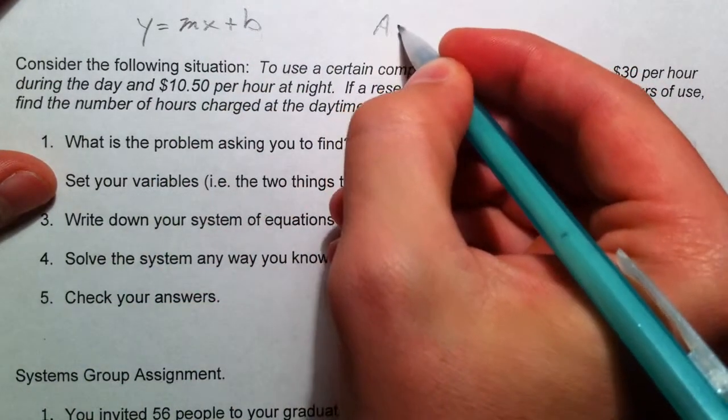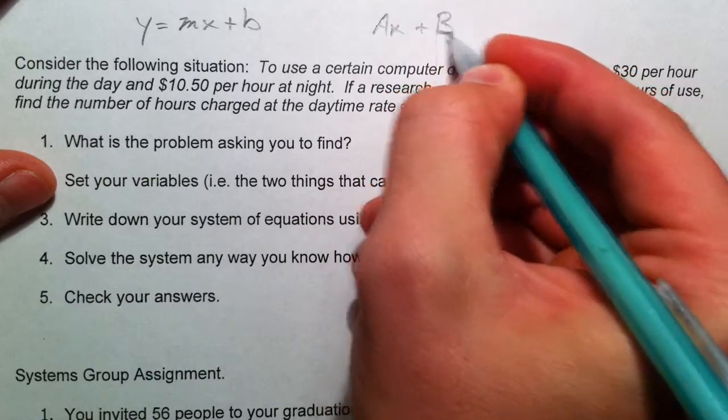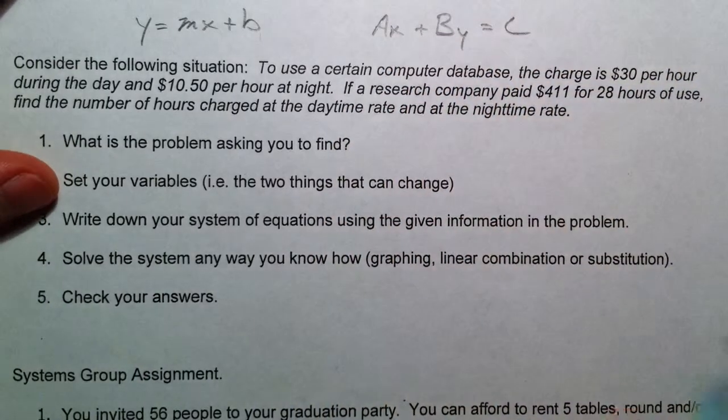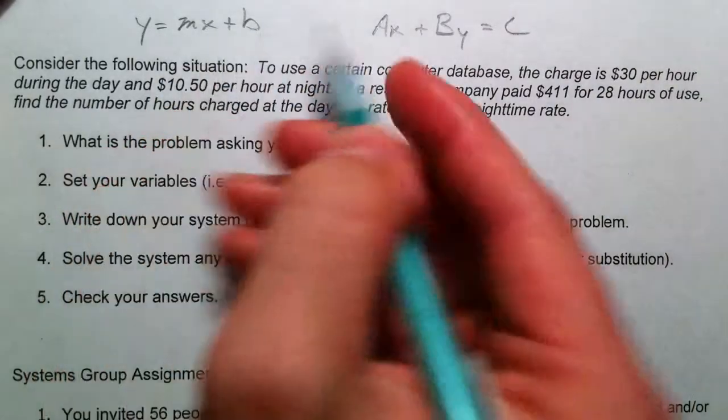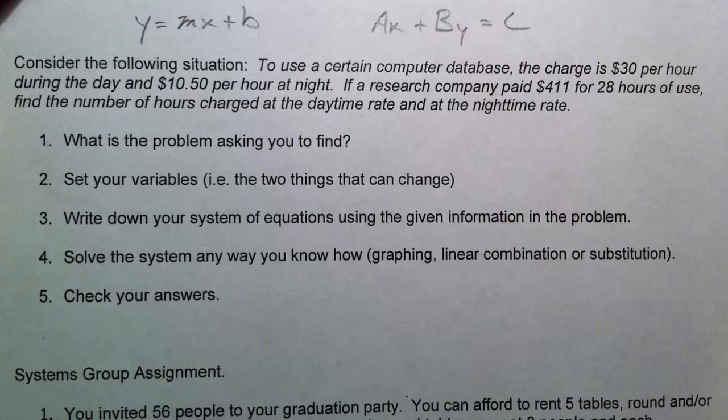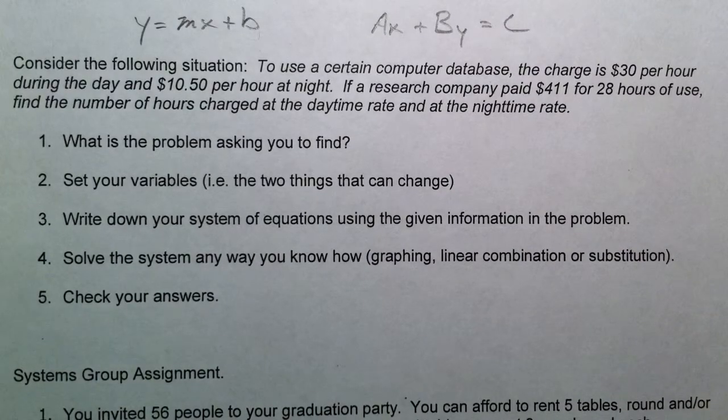Or sometimes it's easier to write it when you have two variables that are changing, as in ax plus by equals c. Here just one variable is changing at a time. Here both of these have some form of a slope. So you have to figure out what variables you have.